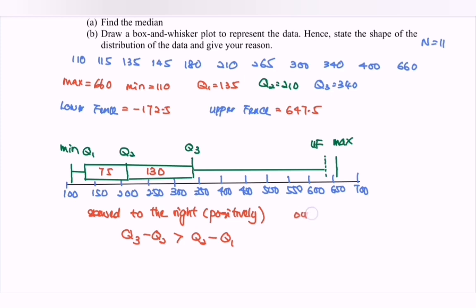Then, what is the outlier? So, kindly refer to the situation. We have the 660, which is our outlier.